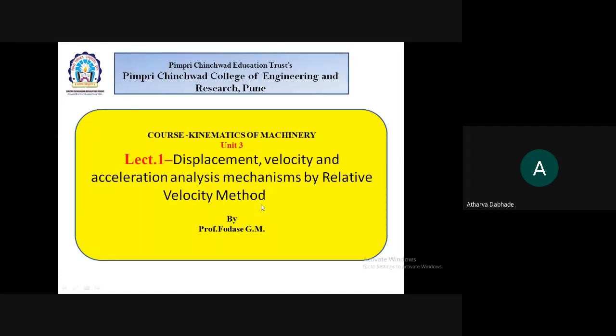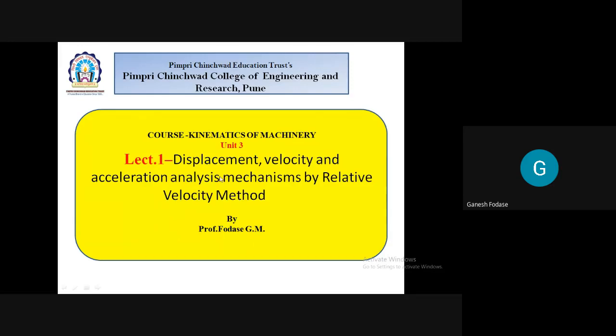Yes, sir. Okay. So remember, unit number 3 is actually kinematic analysis only. In kinematic analysis, that is unit number 2, we saw analytical methods, like the basic analytical method of how to find displacement, velocity, and acceleration of different mechanisms by analytical methods.